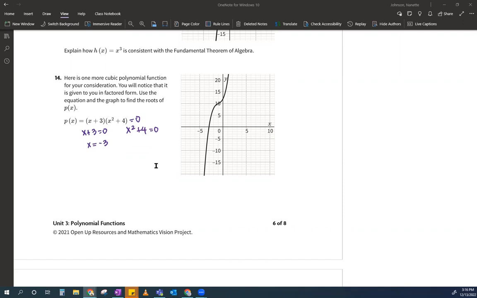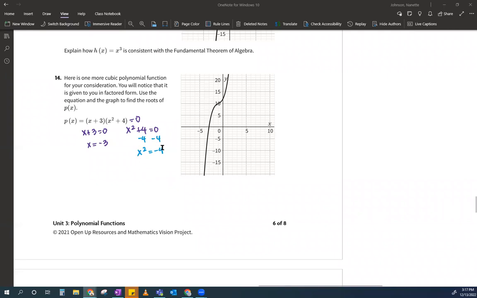Good job. Someone says, hey, Ms. Johnson, subtract 4. Good job. X squared equals -4. And now you're like, oh, that's why we can't see the other roots. Because what happens next? What do we do next here? Yeah, actually we square root both sides.